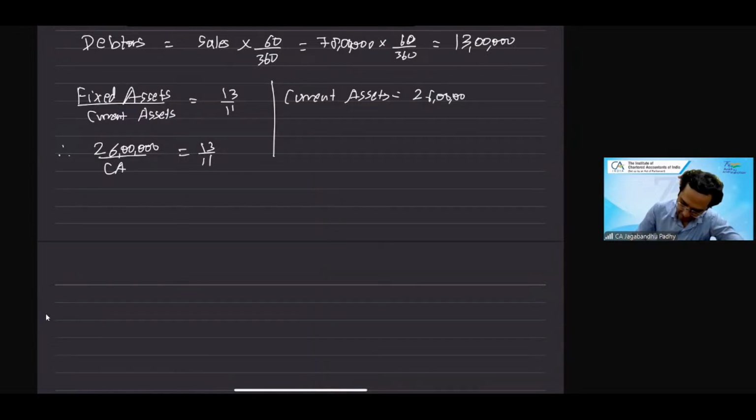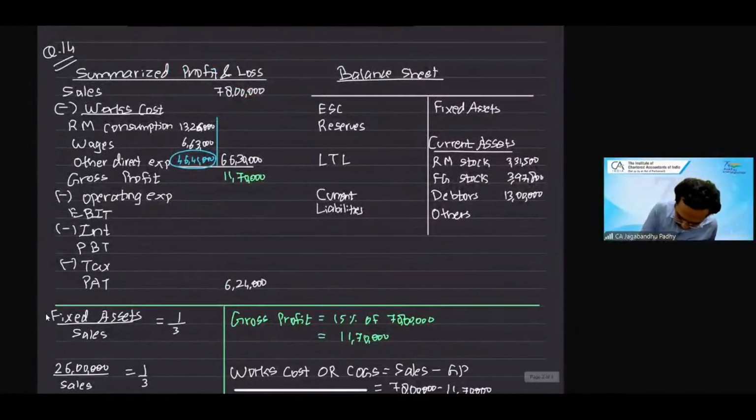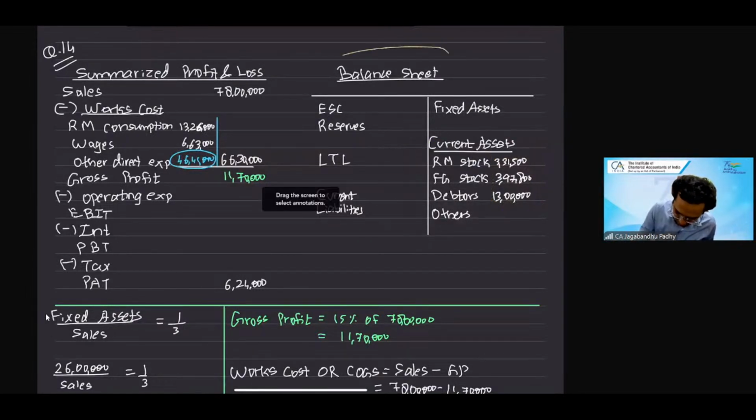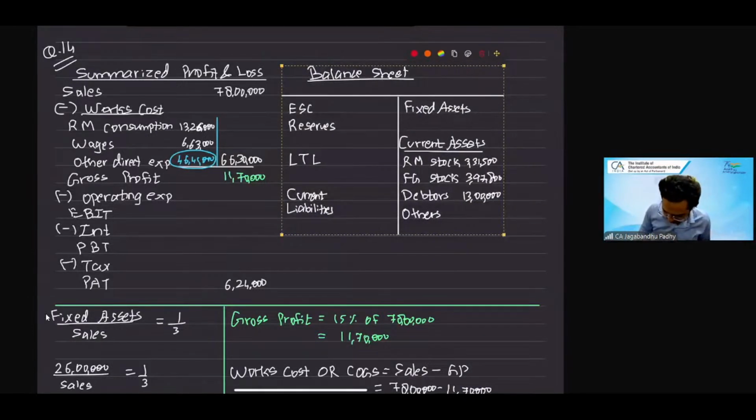26 lakh into 11/13, 22 lakh. Current assets is 22 lakhs. Now, if your total current assets is 22 lakhs, if I add these items that you have already obtained, just check how much the total comes to, because we need a total of 22 lakhs.